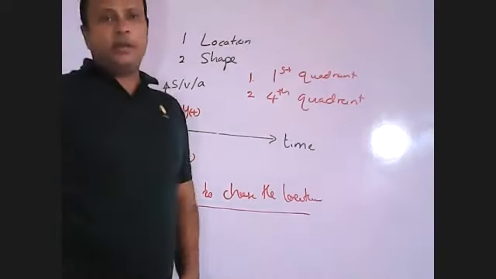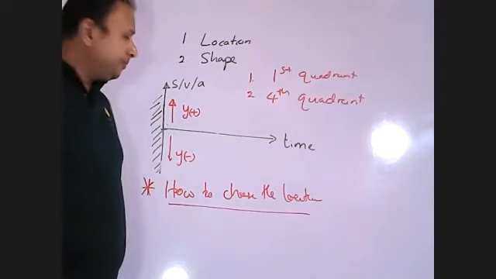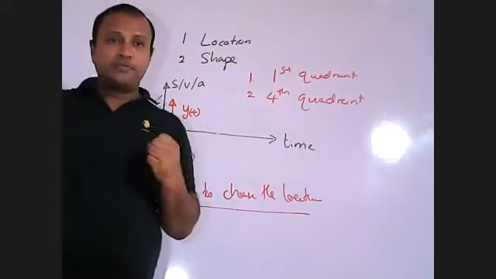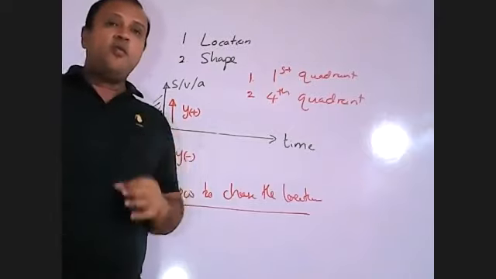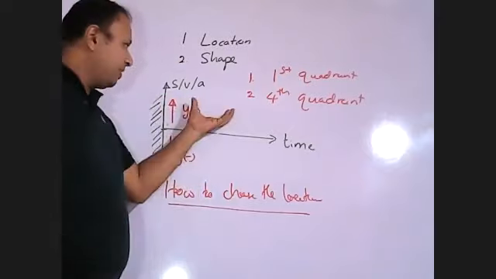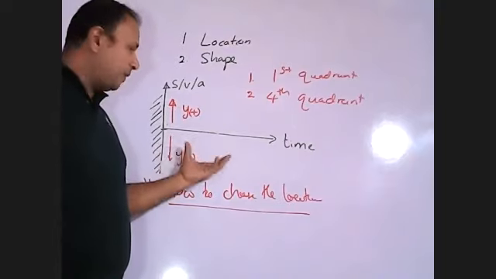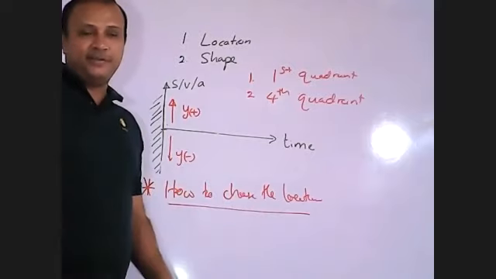It is very clear. Look at the board. Now our argument is very clear. If the y value is positive, the location is the first quadrant. If the y value is negative, the location is the fourth quadrant.